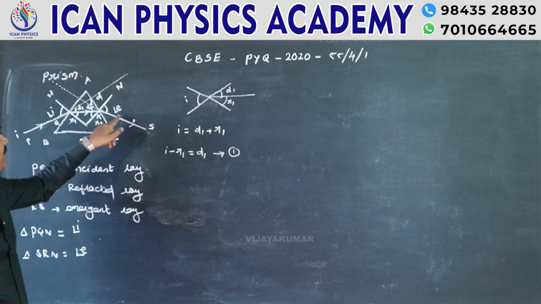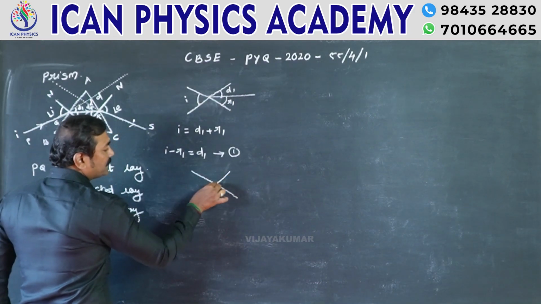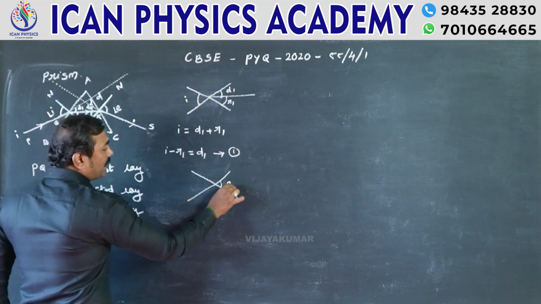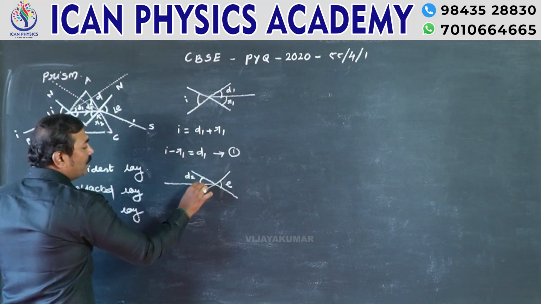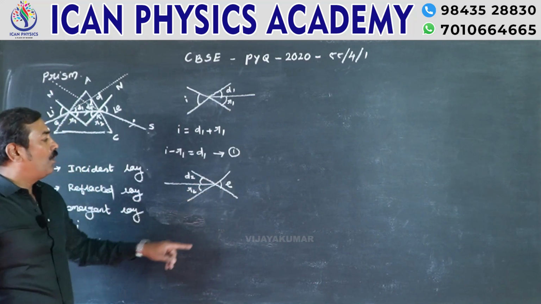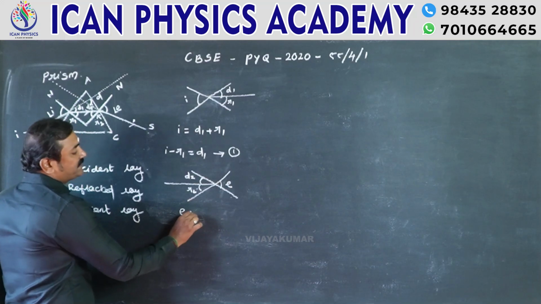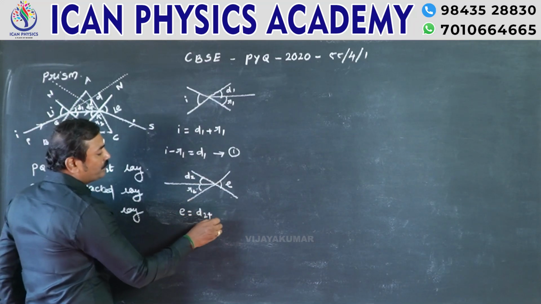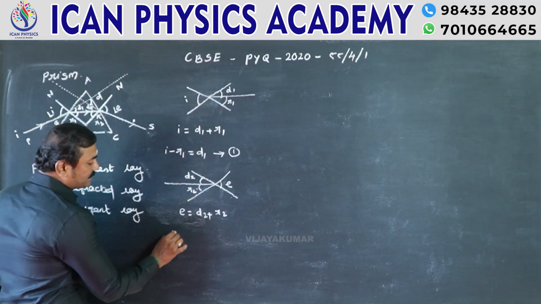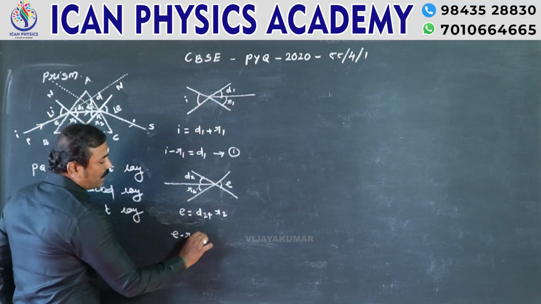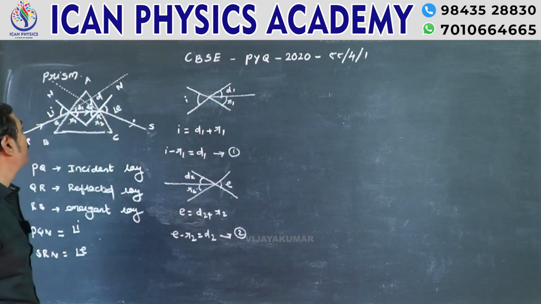Now look at this side. Here also we have the same. This is the angle of emergence. Now it is divided into two, one is D2, another one is R2. Once again, the opposite angles are equal. Then the angle of emergence E equals D2 plus R2. The plus R2 comes to this side as minus R2. So E minus R2 equals D2. Now it is taken as equation number 2.